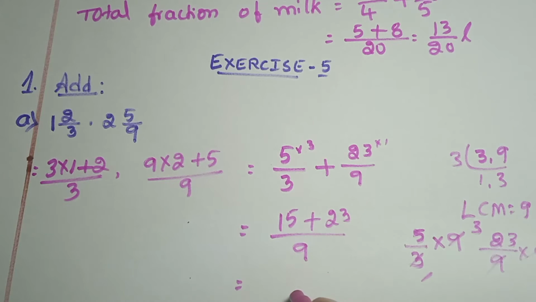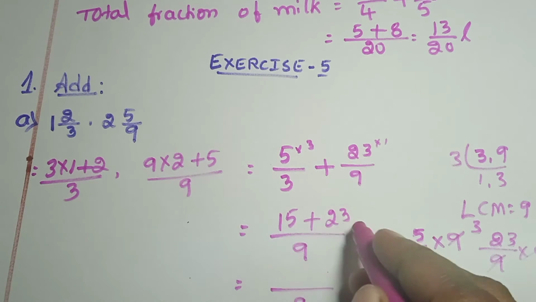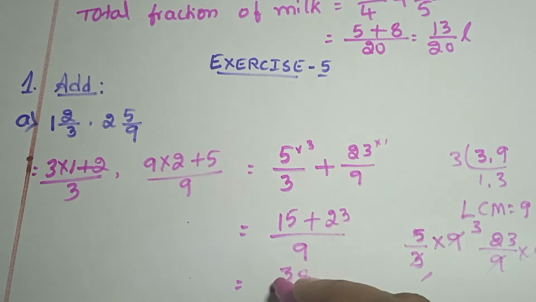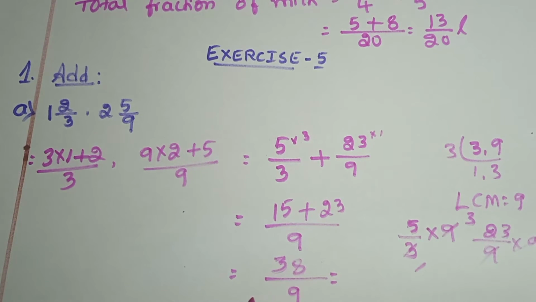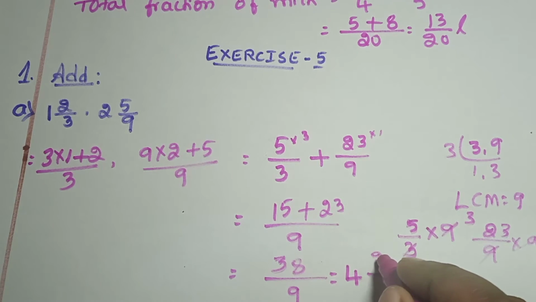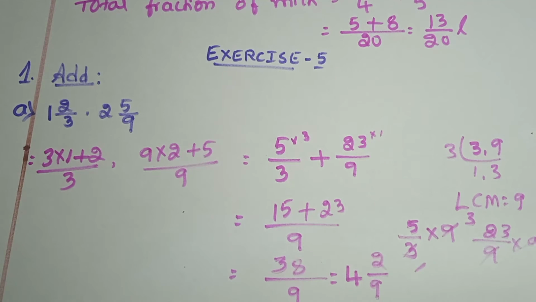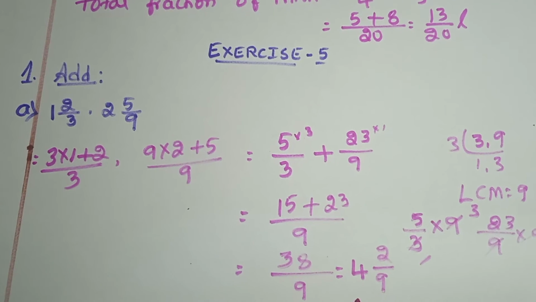Now add these numbers. 15 plus 23. 5 plus 3, 8. 1 plus 2, 3. That is 38 by 9. Okay, children, 38 by 9. If you want to convert to a mixed number, what should we do? We should divide this number by 9. 9 how much in 38, children? Yes, come on, think, 9 fours are how much? 9 fours are 36. Remainder 2 and 9 you should keep as it is. 36 plus 2, 38. 38 by 9. Because they have given the question in mixed numbers, you should keep the answer in a mixed fraction also. Okay, children?